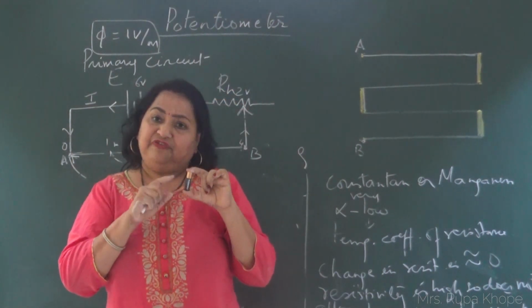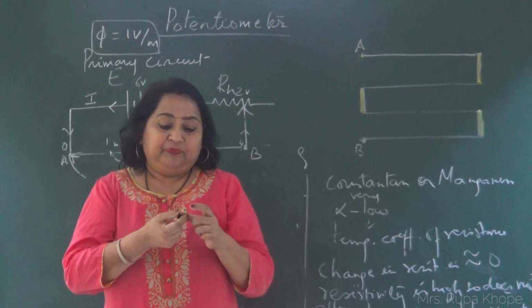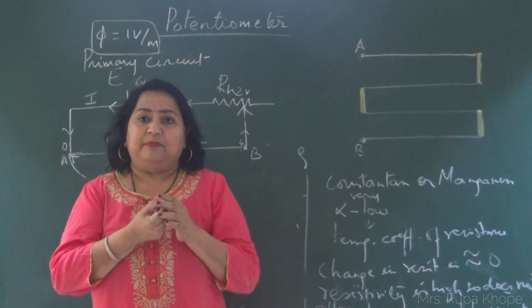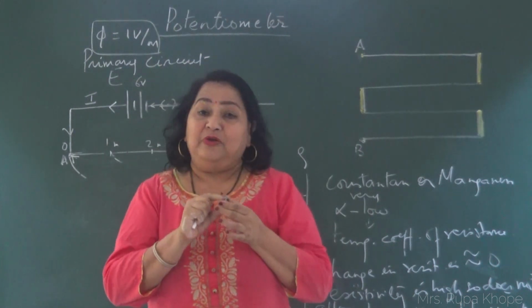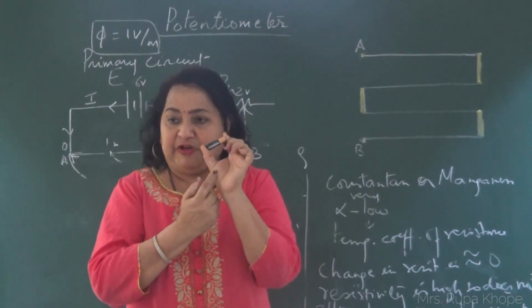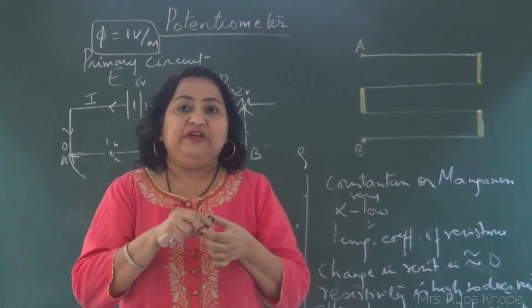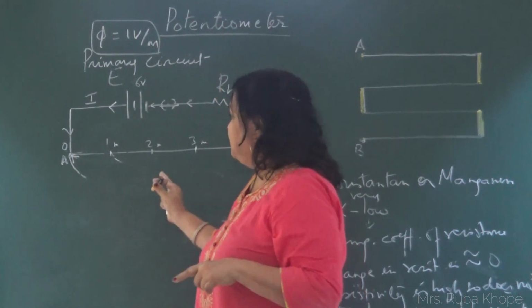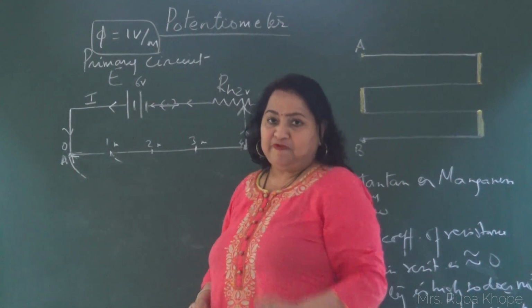Now this cell was a fresh cell 8 days back. What I did is I used it in my torch. I've used it for some time. Now I know that when it was fresh, it was 1.5 volt. After using it for some time, I don't know what is the EMF of the cell. Let us use this potentiometer to find the EMF of the cell.